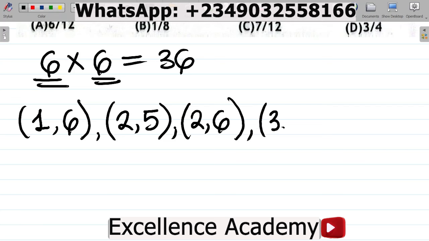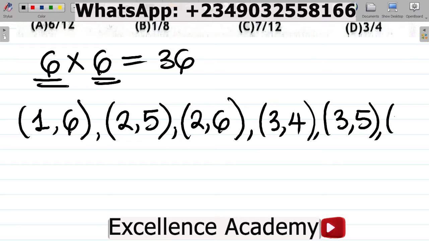I can get 3 the first time and get 4 the second time. That gives you 7. I could also get 3 the first time and then 5. That gives you 8. I could get 3 the first time and get 6 the second time.